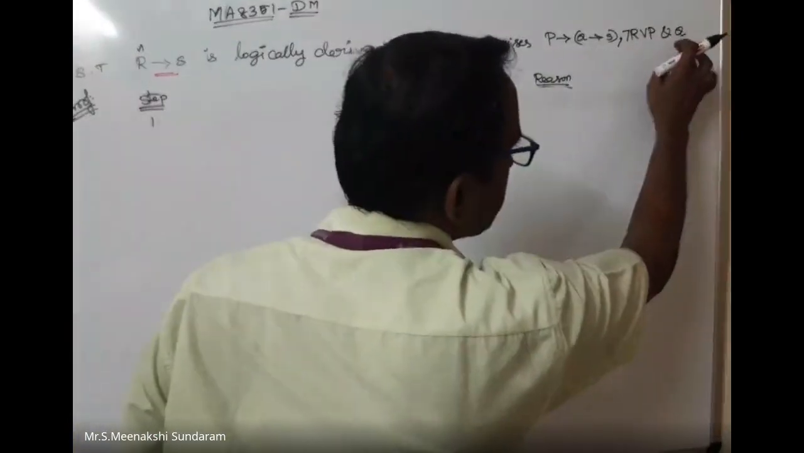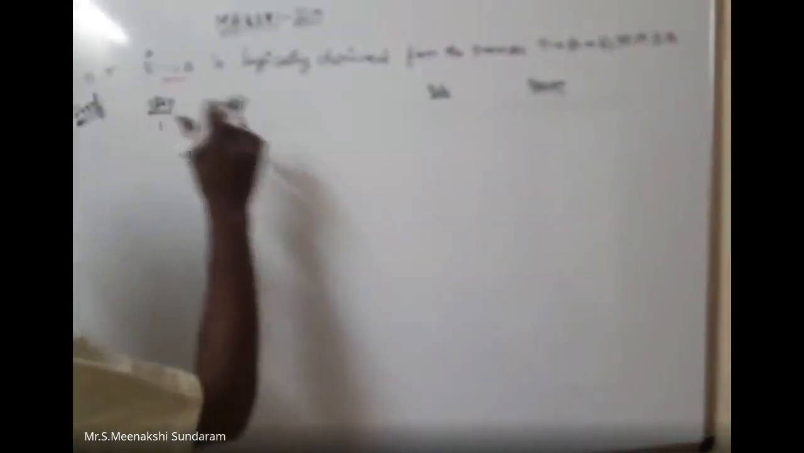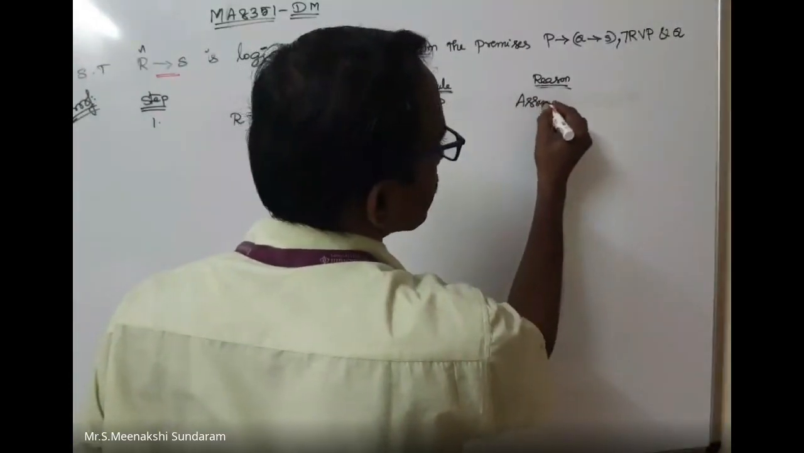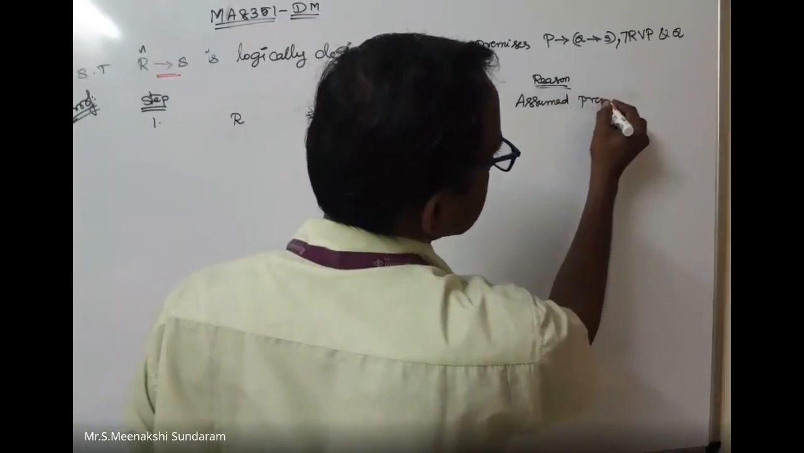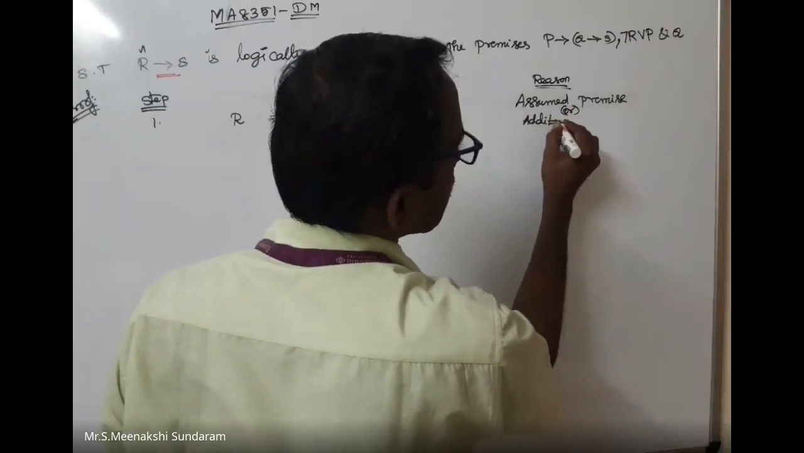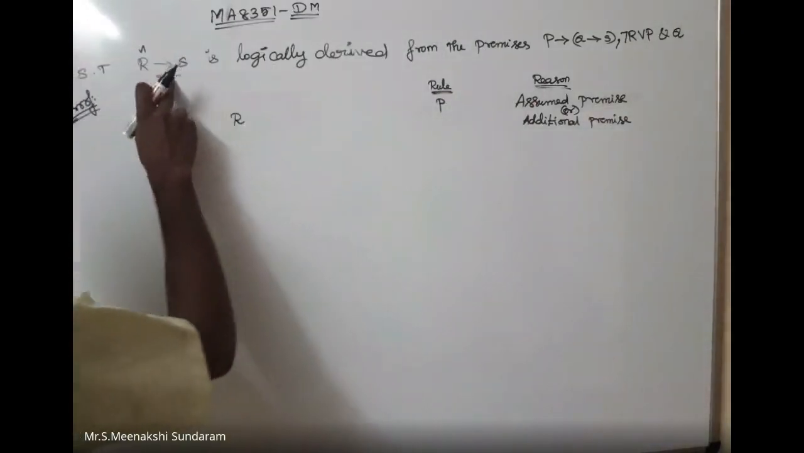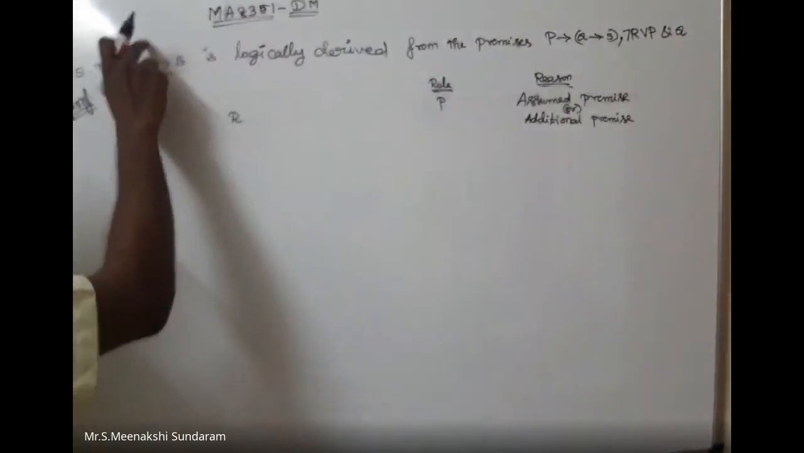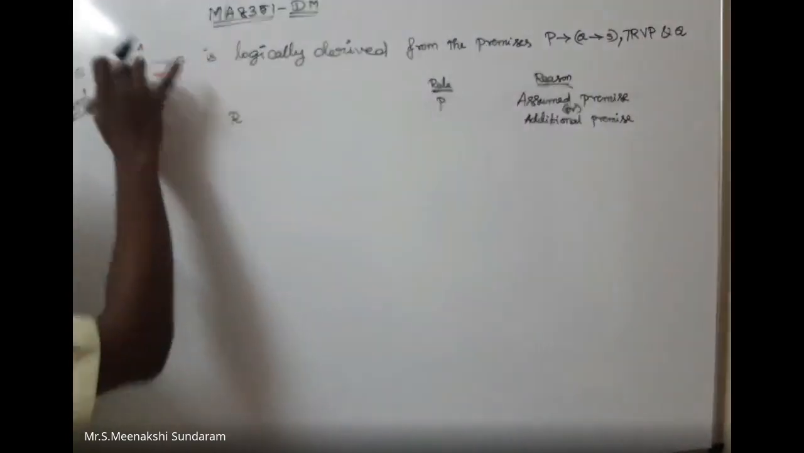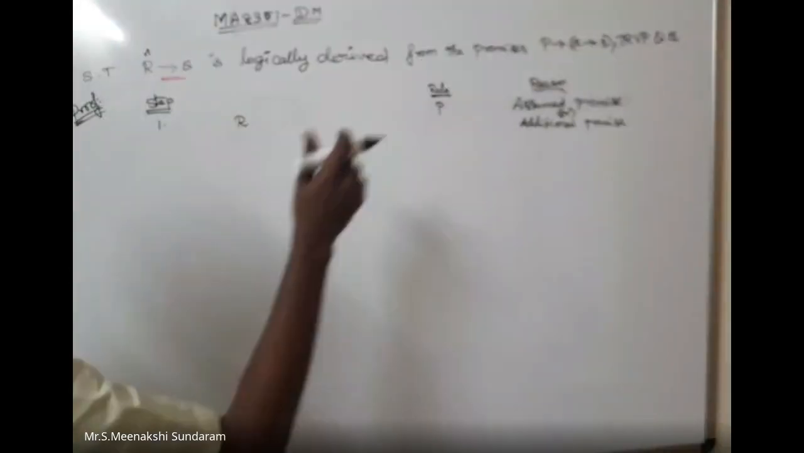We have only 3 premises. Introduce this also as one of the premises. That's why I can take it as R. That is an assumed premise or additional premise. For a conditional statement as the conclusion, we can apply rule CP. The procedure is that the first term you introduce as an assumed premise or additional premise, and after that I can use this premise.